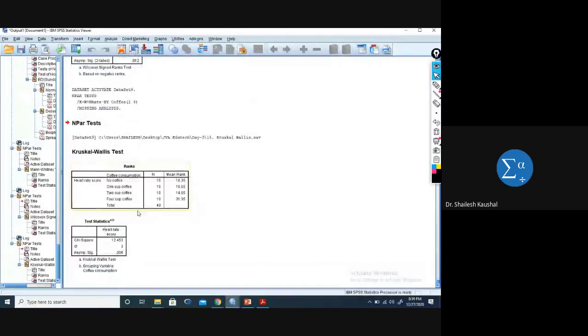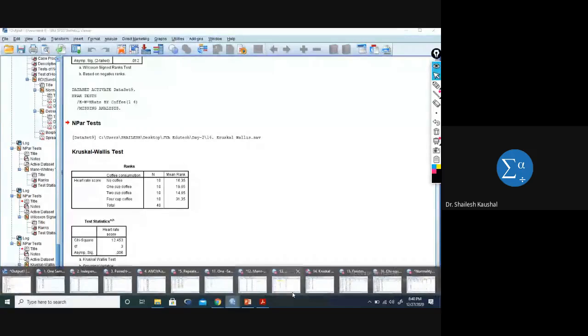So my output is this. Mean ranks are 16.35, 19.65, 14.65 and 31.35. It means they are different, all the values are different. Whether this difference is significant or not, the p value will tell us. The asymptotic significance value is less than 0.05. It means there is a significant impact. In this way, we do not have an option to check the post hoc analysis test, but we can check post hoc analysis through another way.